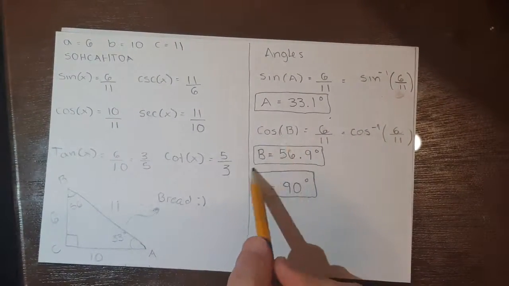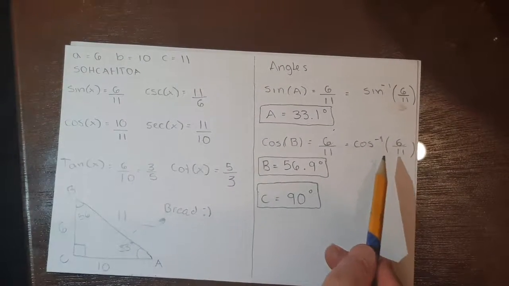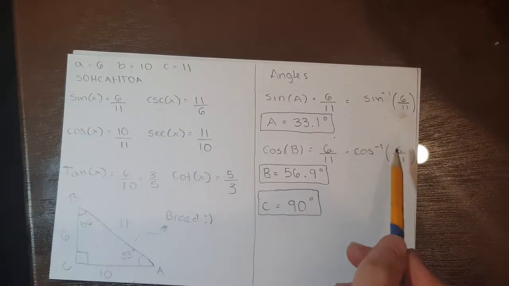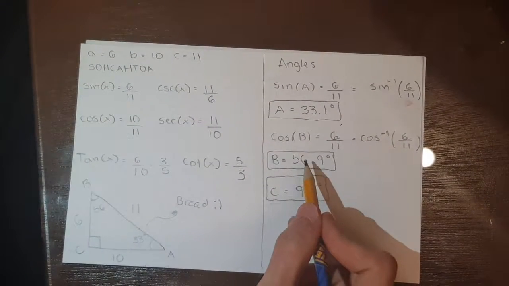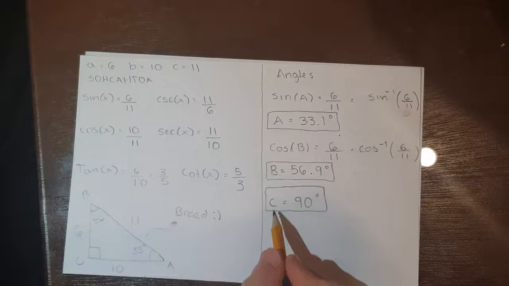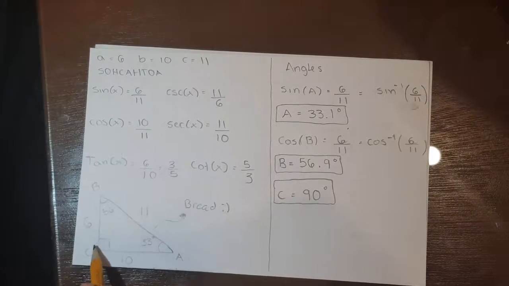And for angle B, it's exactly the same but with cosine. We send it to the other side as an alternative notation and multiply that times 6 over 11, and the answer will be an angle B of 56.9 degrees. And for angle C, we already know that it's 90 degrees because it's a right angle represented right here.